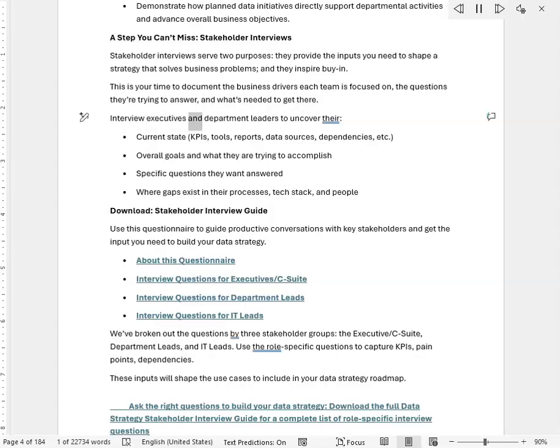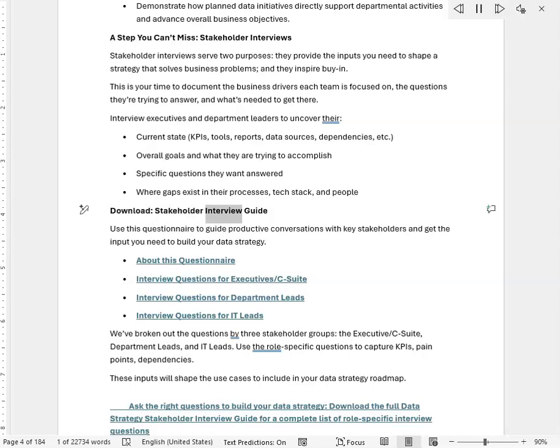Interview executives and department leaders to uncover their current state, KPIs, tools, reports, data sources, dependencies, etc. Overall goals and what they are trying to accomplish. Specific questions they want answered. Where gaps exist in their processes, tech stack, and people.